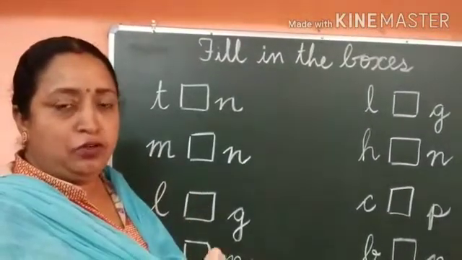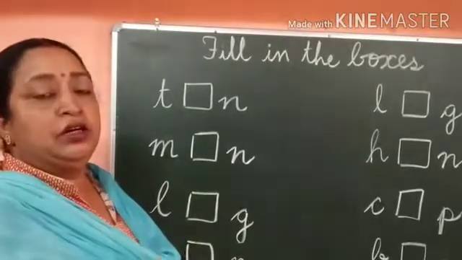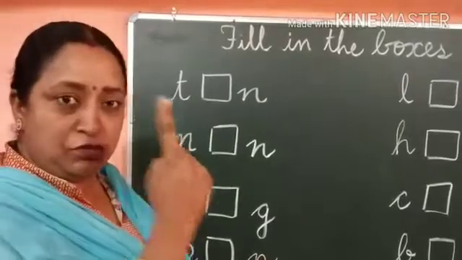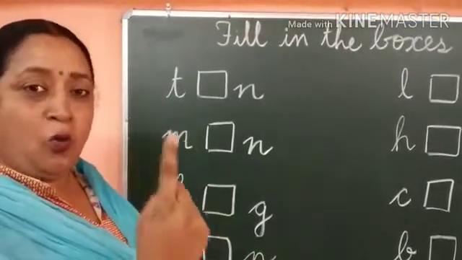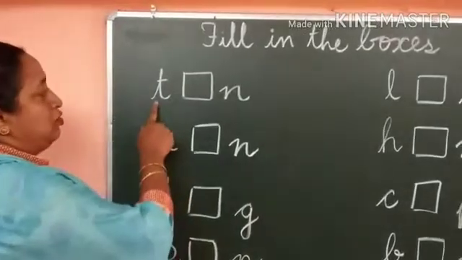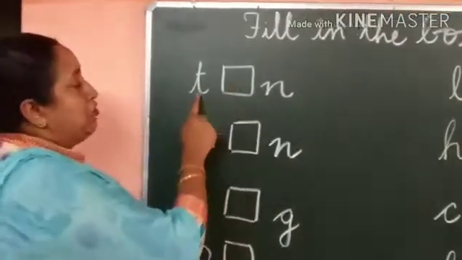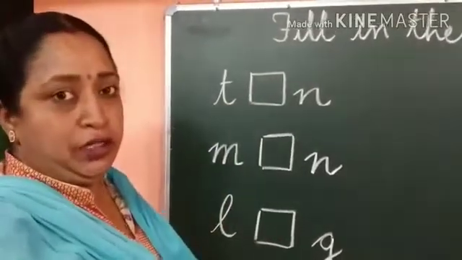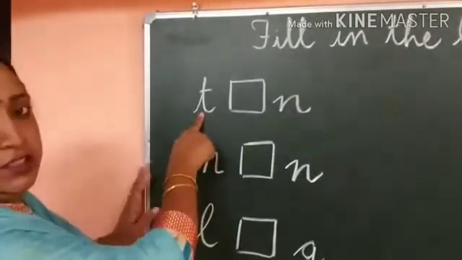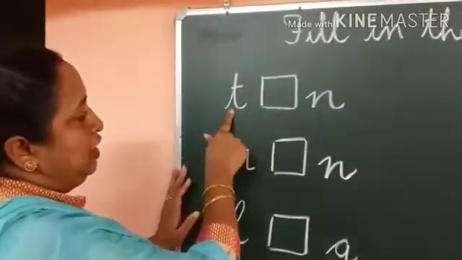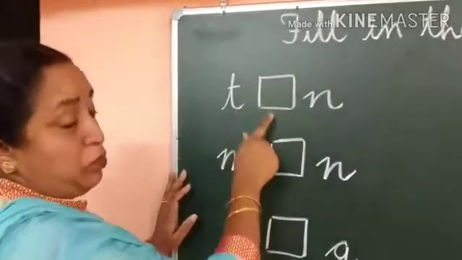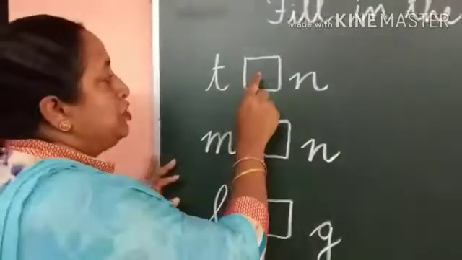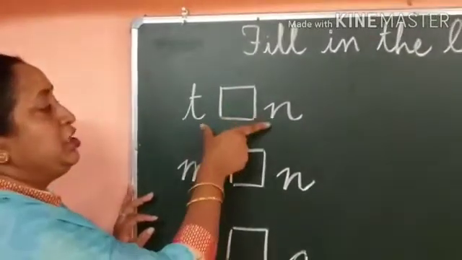A, B, C, D, E, F, you know. A is one letter. I is one letter. Z is one letter. In that way, you just have to fill in one letter. So now, to fill in one letter, you have to put in such a letter that it makes a complete word. Now, what letters do I have over here? T. After that T, I have put a box. Then is N.